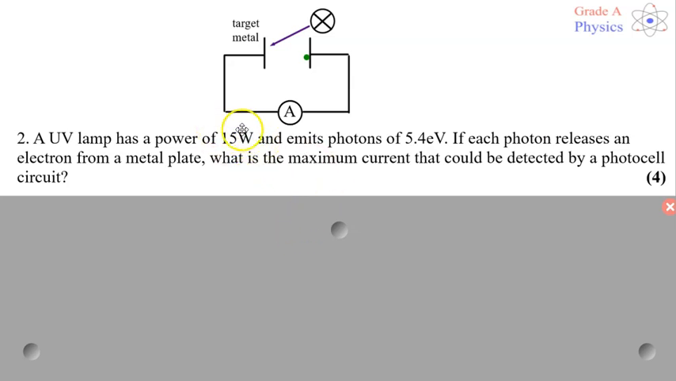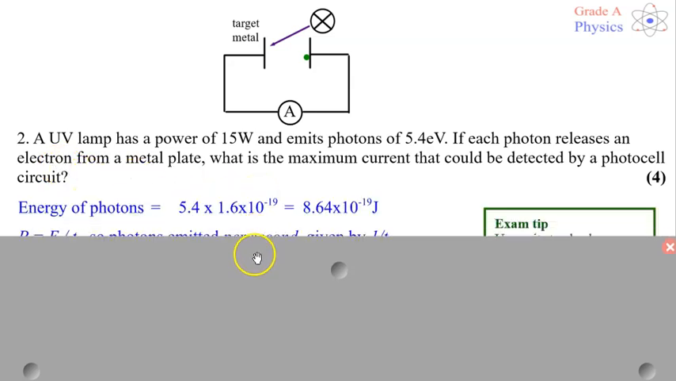So we've got 15 watts, which is joules per second. We've got photons in eV, so we're going to have to convert that to joules. And then we need to think about current, so Q over T. So this is definitely a more difficult question.